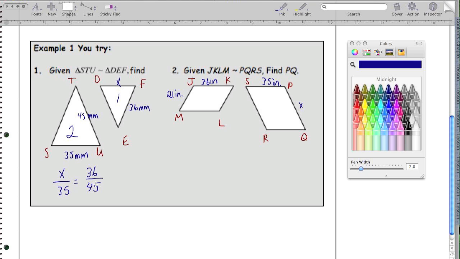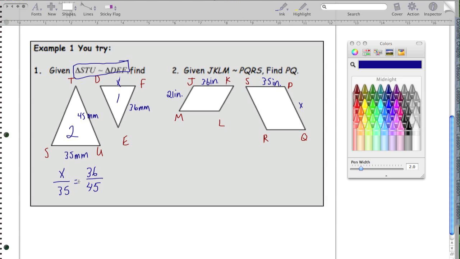And I can get all that information not just by looking at it, because you don't always just want to trust your visual. You want to go off of this up here, because that's going to really tell you what sides correspond. But when I get this here, x over 35 equals 36 over 45.